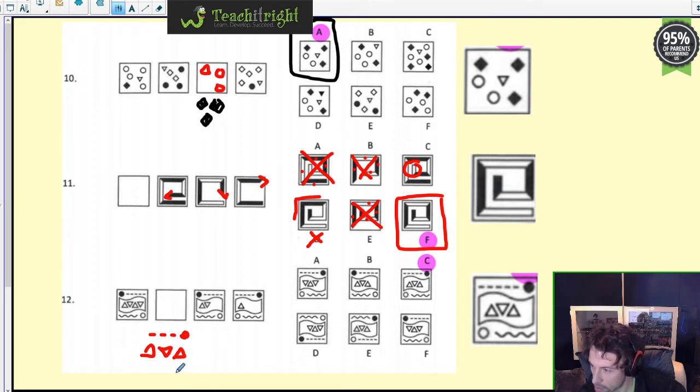And then on the bottom, again, it just seems to be alternating. So I think we need to have a white circle here, along with a wavy line starting at the top, going down, up, down, up, down, up. So it starts at the top, starts at the top. So that lets us eliminate.